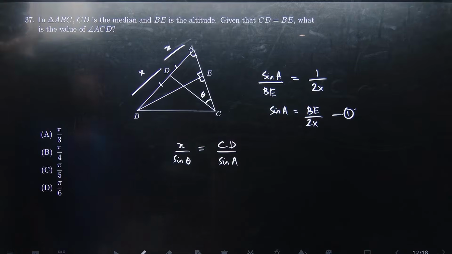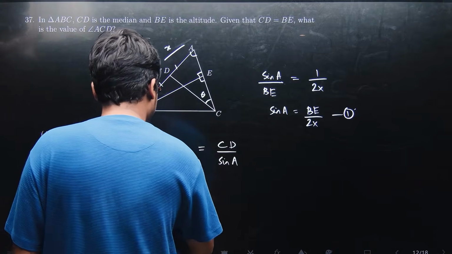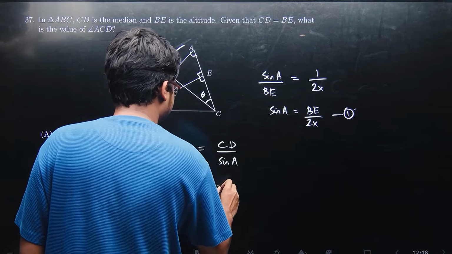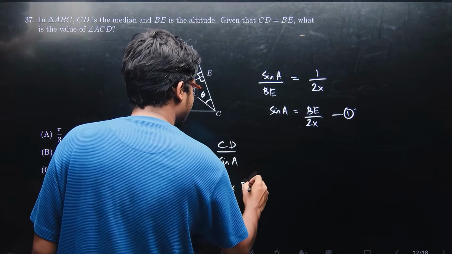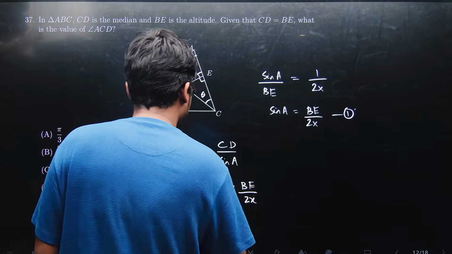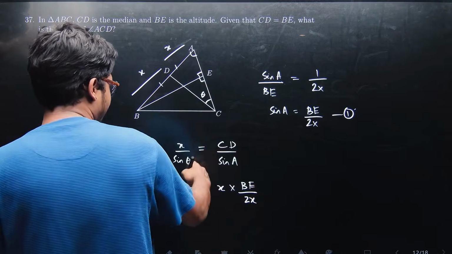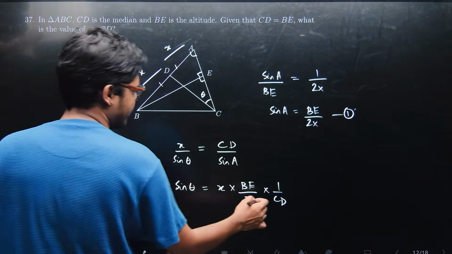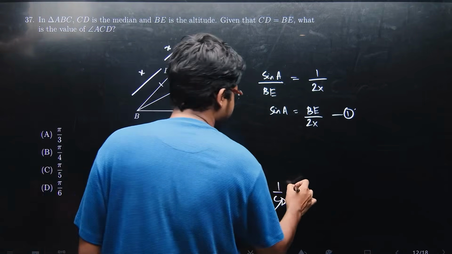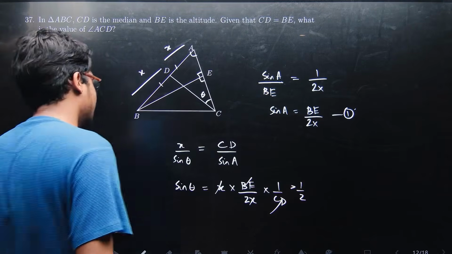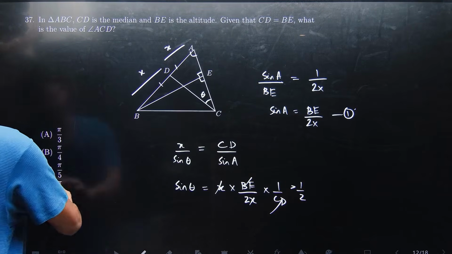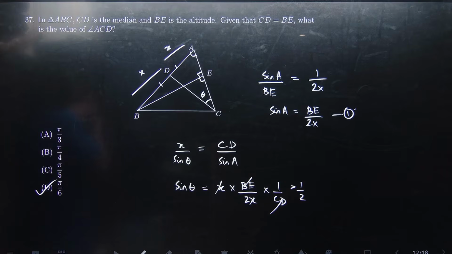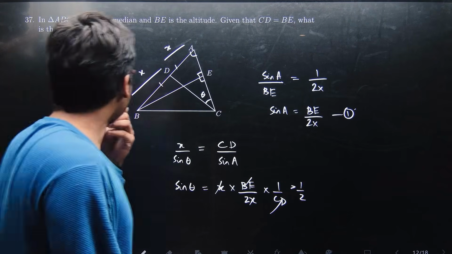Okay? And we want to find theta, right? So sine theta is going to be x sine A, so that is x into BE by 2x, x sine A divided by CD. Now BE is equal to CD, that's given, right? So this and this cancel out, x and x cancel out. So I get sine theta is equal to half, which means theta is nothing but pi by 6. So that's option D, okay? Just simple sine rule, okay? Fine. Coming to the next question.